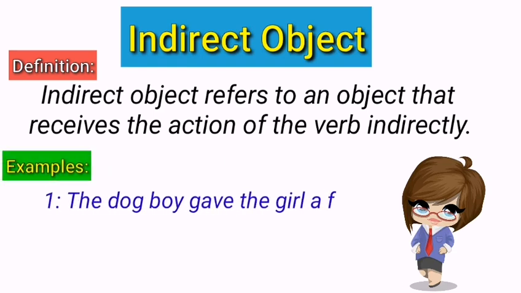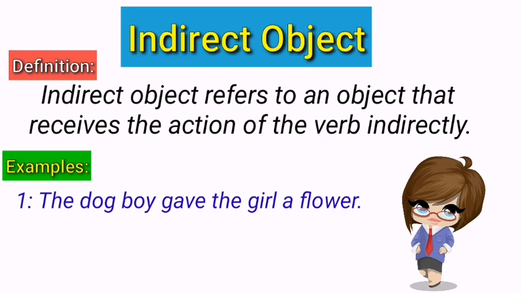The boy gave the girl a flower. Look at this example, there are two objects, one is the girl and the second is a flower. So one is direct object and the second is indirect object. So, here, the girl is indirect object because it is not directly affected by the verb, gave, so that is why it is indirect object.